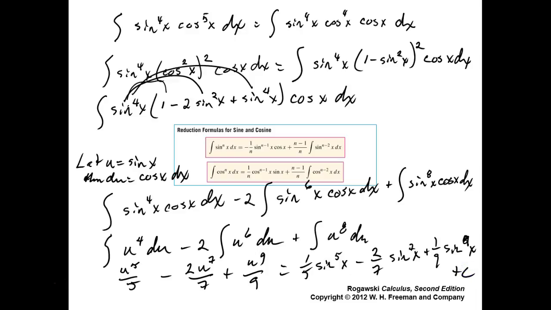Let's see if that's what they got. Sine 5th, oh, they put it over 5. Sine 5th x over 5 minus 2 sine 7th x over 7. Yeah, I can't read my writing, but that's what it is. Plus sine 9th x over 9 plus c. Got it.